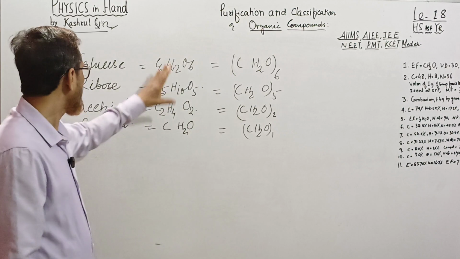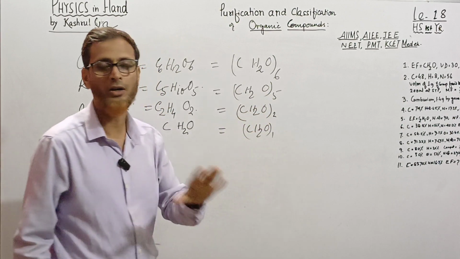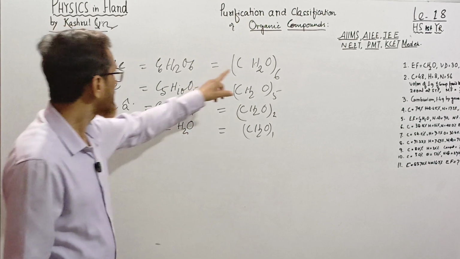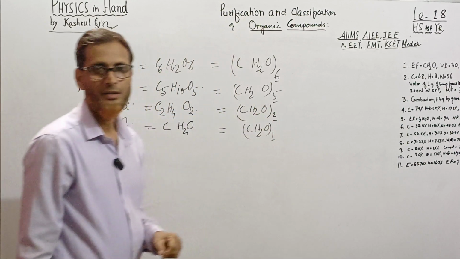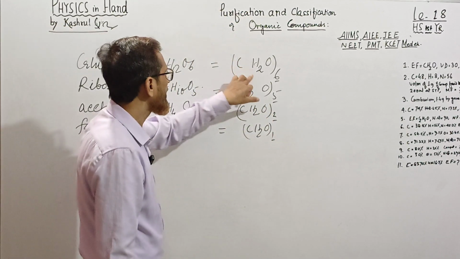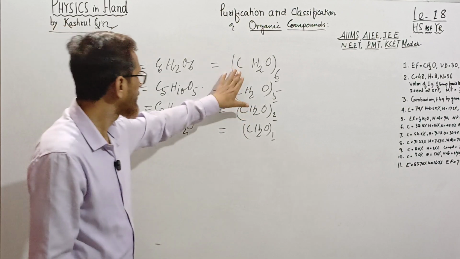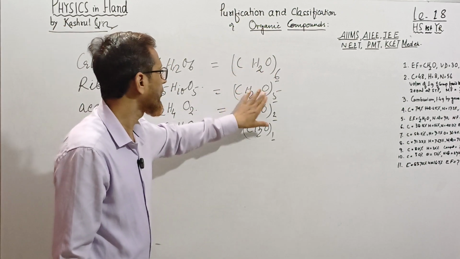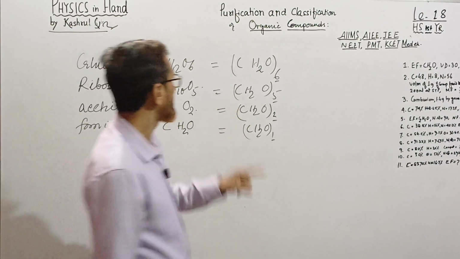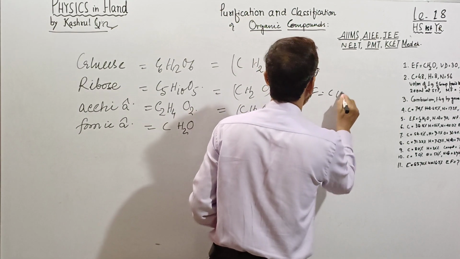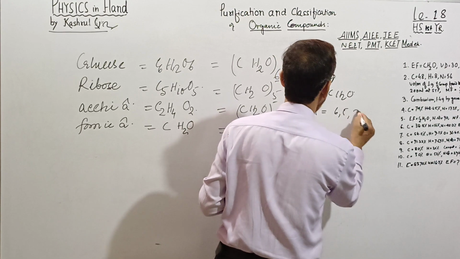But the main fact is that in each and every formula, the part CH2O is common. This common term is multiplied by 6 one time, 5 another time, 2 another time, 1 another time. This means CH2O is the empirical formula and this is n times: CH2O is 6 times, 5 times, twice, once. So the empirical formula is CH2O, and that 6 is nothing but n. n is equal to 6, 5, 2, 1 here.